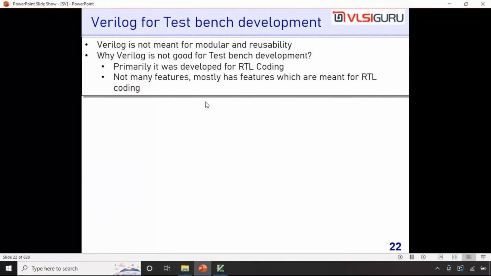This presentation is there, you can read it. Why is Verilog not good? Verilog is not meant for modularity and reusability. Verilog is primarily developed for RTL coding and design purposes only. It doesn't have many features for test benches; mostly it has features meant for RTL coding. Hence Verilog is not good for test bench development.